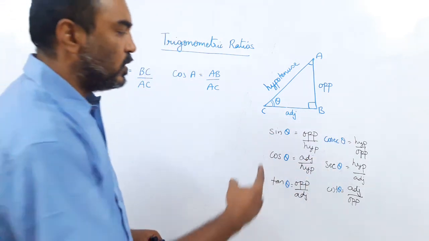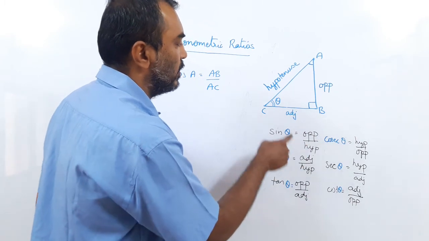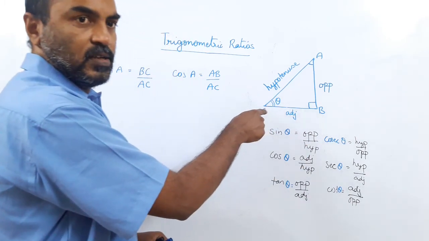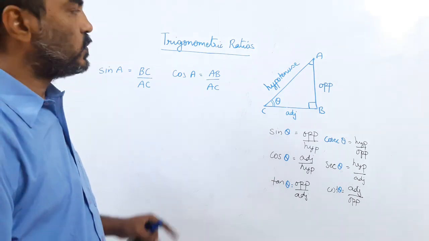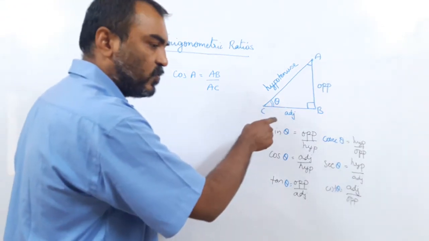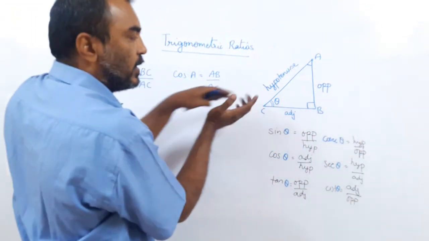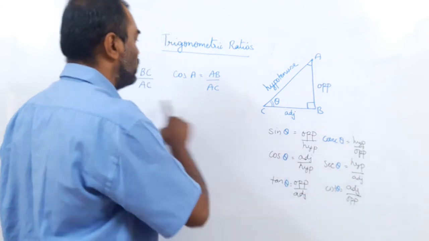Measurements we will do tomorrow. These are ratios of the sides, but the ratios depend upon the angle. When the angle is fixed, the ratio is fixed. That is the basic concept of trigonometry. When an angle is fixed, the ratio is fixed. No matter how big the triangle, how small the triangle, angle is fixed, the ratio of the sides is fixed.